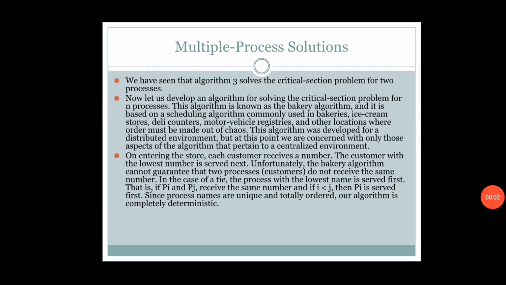Welcome to all. So let us continue with another solution which is available for the critical section problem. We have seen that algorithm 3 solves the critical section problem for two processes. Based on the flag values or flag array, we are going to target two processes which can meet the requirements of the three solution criteria: mutual exclusion, progress, or bounded waiting, isn't it?